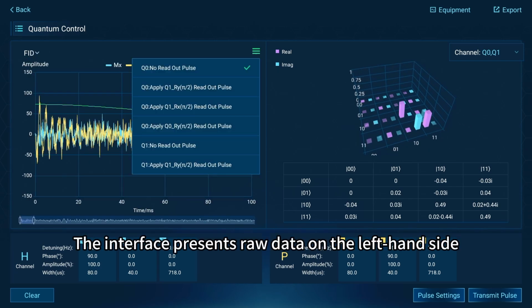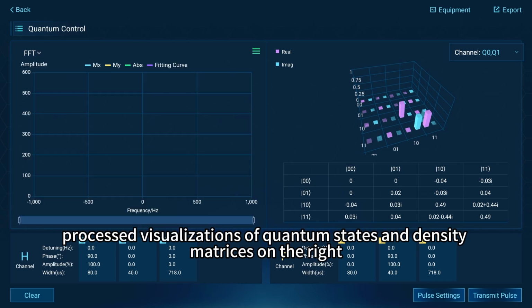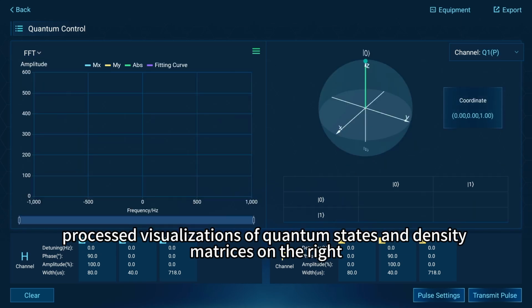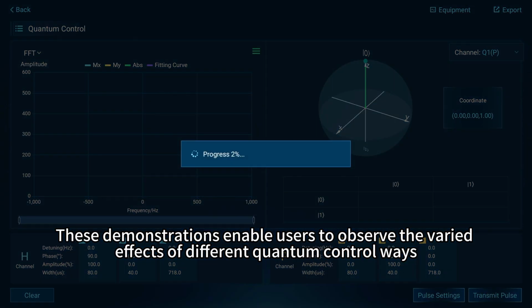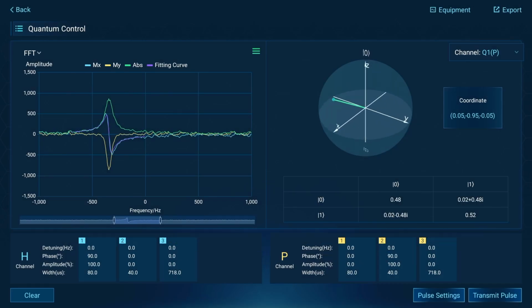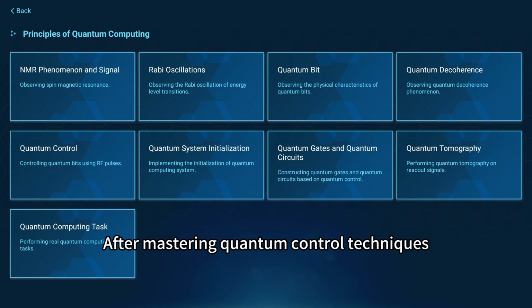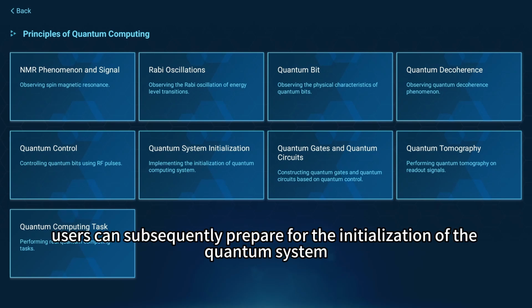The interface presents raw data on the left-hand side, processed visualizations of quantum states and density matrices on the right. These demonstrations enable users to observe the varied effects of different quantum control ways. After mastering quantum control techniques, users can subsequently prepare for the initialization of the quantum system.